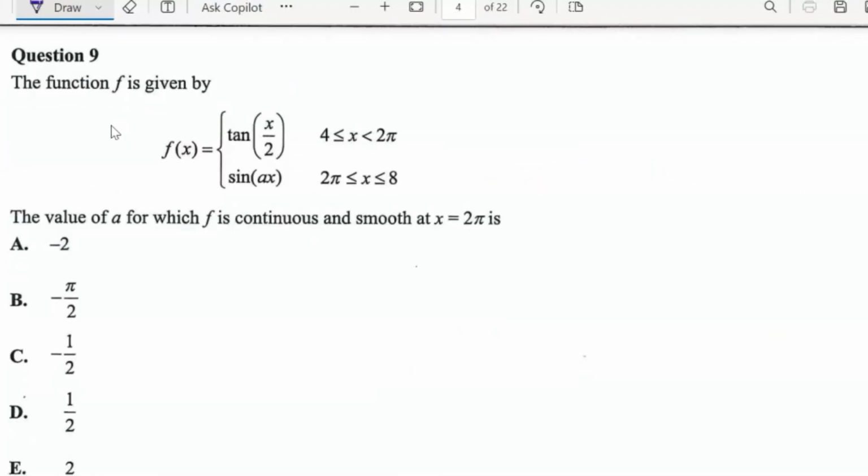Alright, now a function f of x is given. Find the value of a for which the function is continuous and smooth at x equals 2 pi. Well, the best option is actually to sketch this, because that gives you a visual representation of what the piecewise function is about. Where it forms a sharp corner, that is not going to be a continuous function. Let's have a look at that function there.